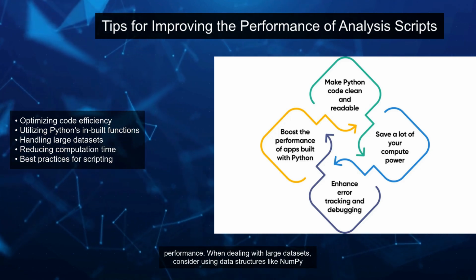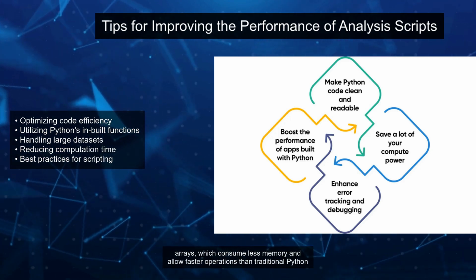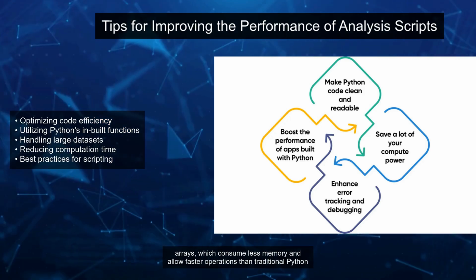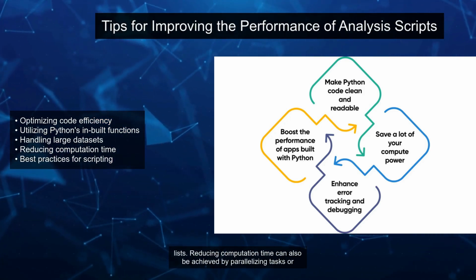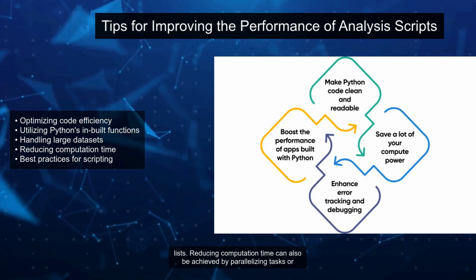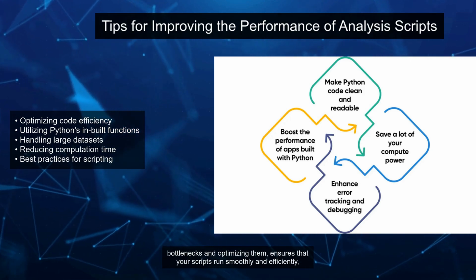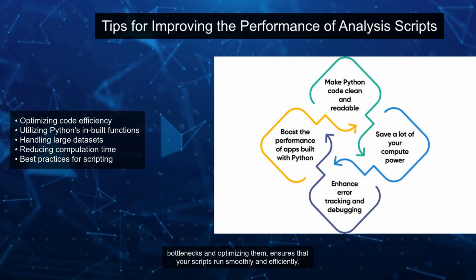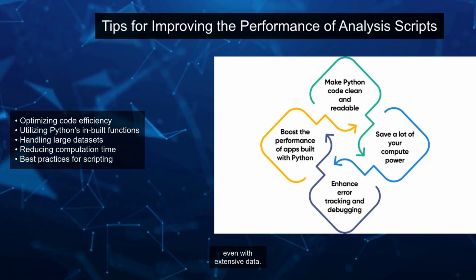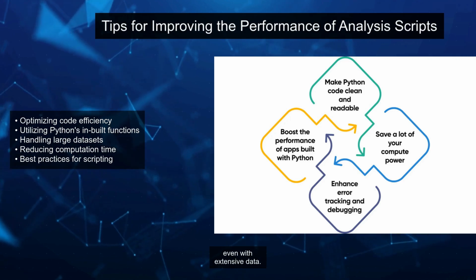When dealing with large datasets, consider using data structures like NumPy arrays, which consume less memory and allow faster operations than traditional Python lists. Reducing computation time can also be achieved by parallelizing tasks or using efficient algorithms. Adopting best practices, such as profiling code to identify bottlenecks and optimizing them, ensures that your scripts run smoothly and efficiently, even with extensive data.